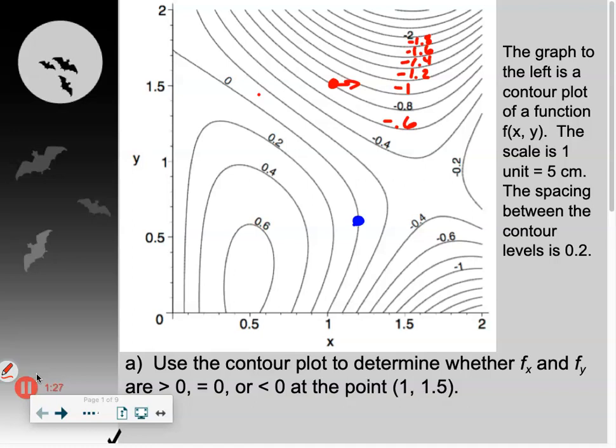So if you are moving in the direction that the arrow is pointing, pretend that arrow is actually pointing to the right. Is our z going up or is our z going down? It's going down, right? But this is instantaneous.